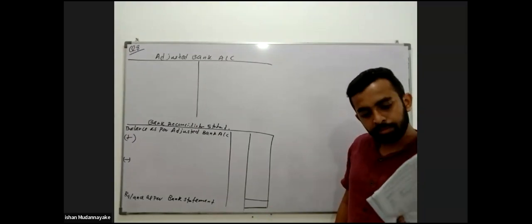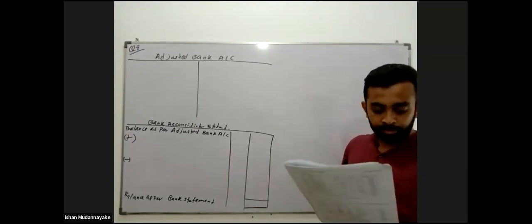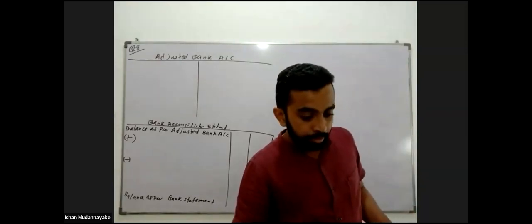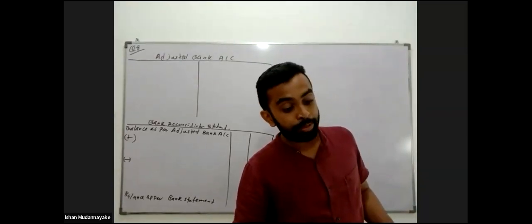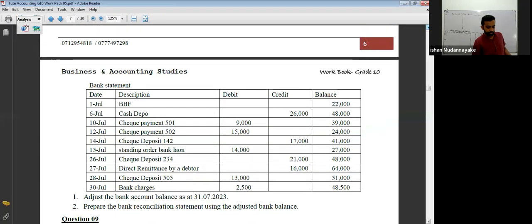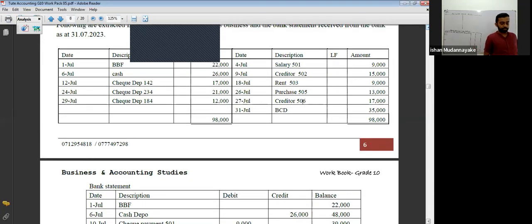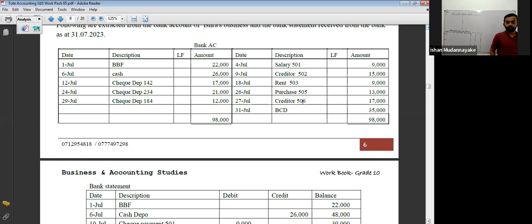We are discussing question number 8. In question number 8, adjusted bank account, opening balance. Opening balance means incorrect bank account balance. How much? 35,000. Yes, 35,000. The incorrect bank balance is 35,000.